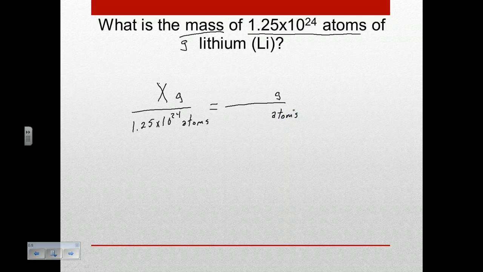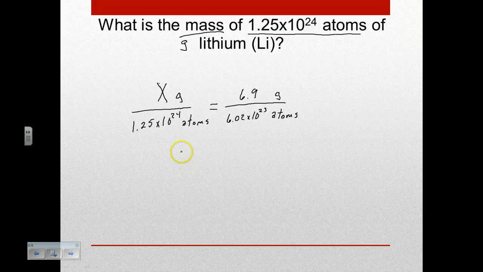Alright, so my relationships that I'm going to use. I know 2 relationships here. I know how many grams are in a mole, and I know how many atoms are in a mole. So this example shows you that anytime you have the unit grams, you're going to get the number off the periodic table. So in this case, it's going to be 6.9 grams because that's what's underneath lithium. And then anytime I have atoms, I'm going to put 6.02 times 10 to the 23rd. Grams is always going to be the molar mass. Atoms is always going to be 6.02 times 10 to the 23rd.